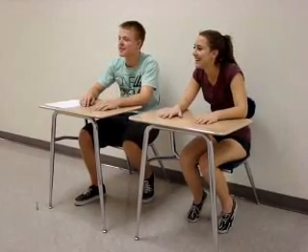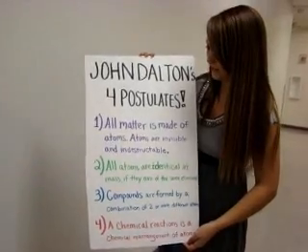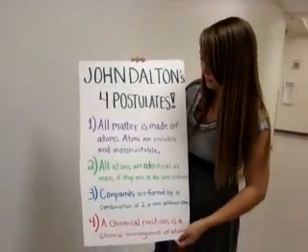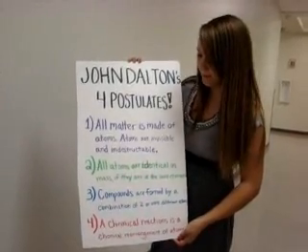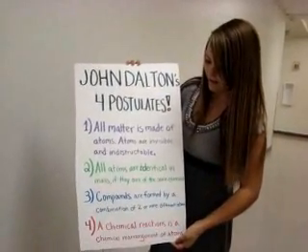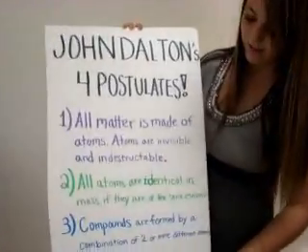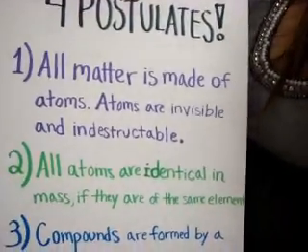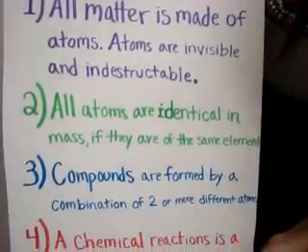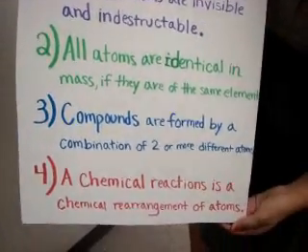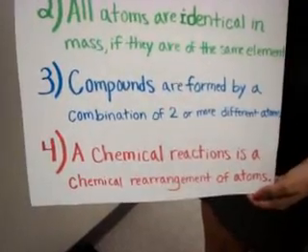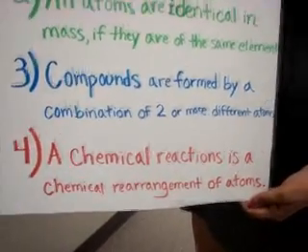Alright, well since you were sleeping, here are John Dalton's 4 postulates. His first one says that all matter is made of atoms. Atoms are invisible and indestructible. The second postulate says that all atoms are identical in mass if they are the same element. The third postulate says that compounds are formed by a combination of 2 or more different atoms. And the last one says that a chemical reaction is a rearrangement of the atoms.